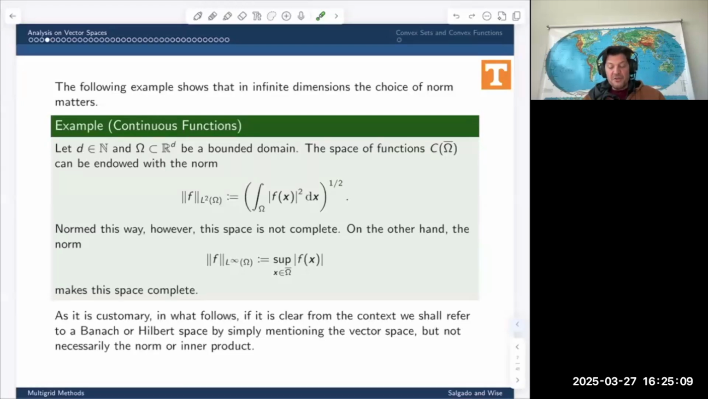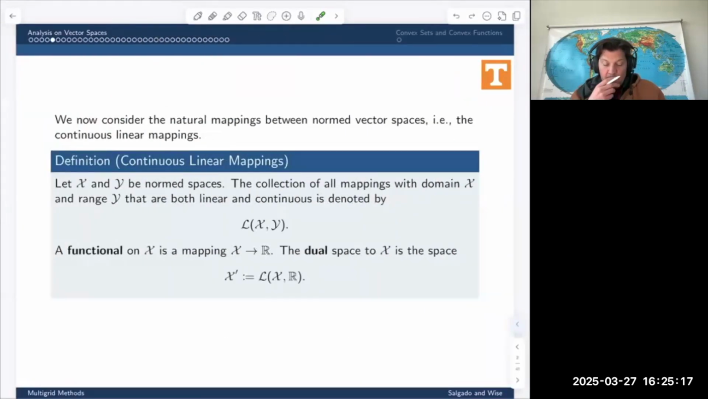But L2 functions, you know, are not quite continuous functions. They're a lot rougher. All right. So we're going to consider mappings between spaces. And so there's a special class of mappings that we want to consider.